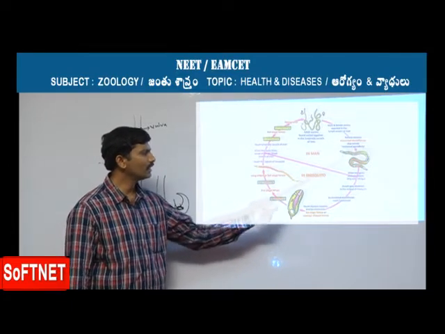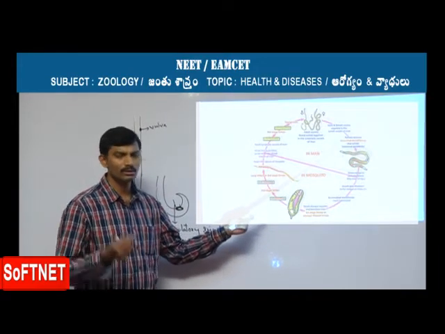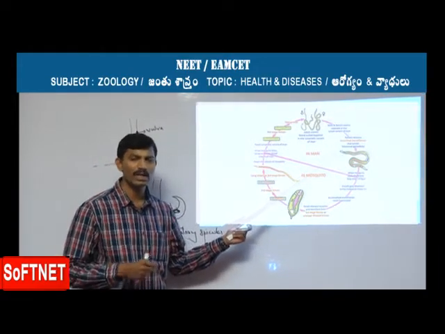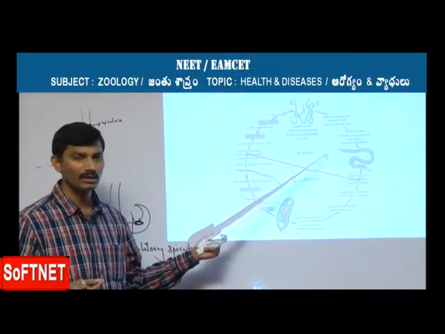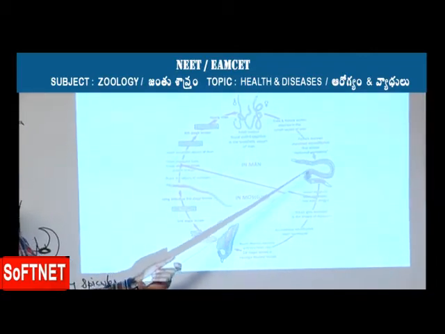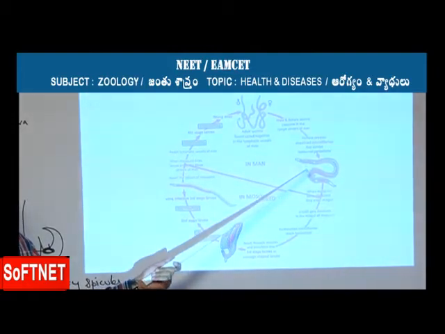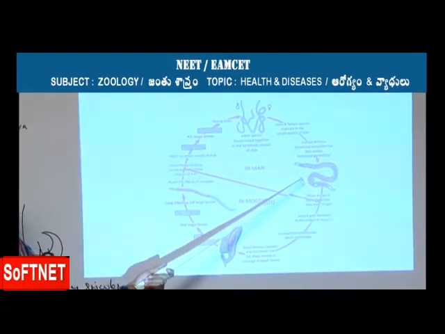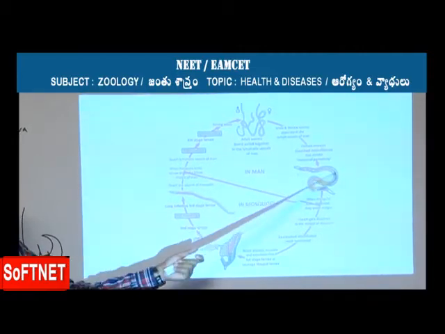See this one, the entire larva is actually surrounded by a sheath, a loose cuticular sheath still exists, and that is nothing but considered as an eggshell. So, the eggshell is still present, and inside it you will find a larva, which is the microfilaria larva. So, it's a larva which is not depending on the female, that is on the mother, because still it is surrounded by the eggshell.